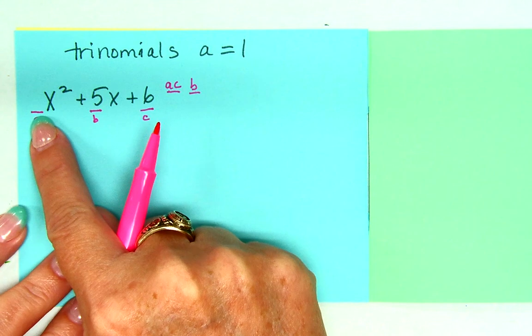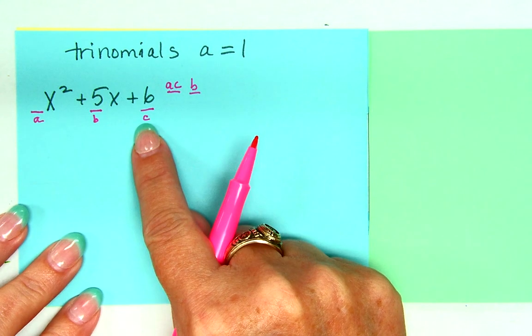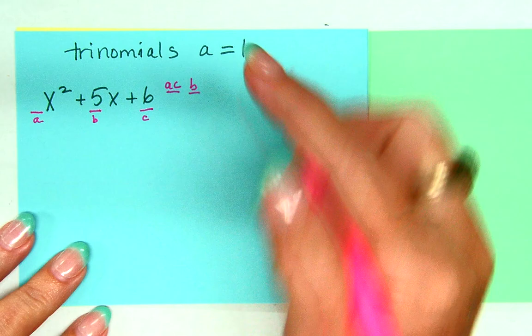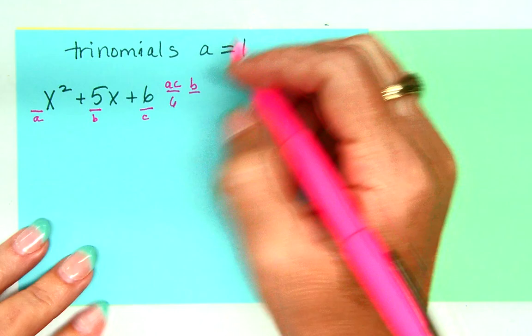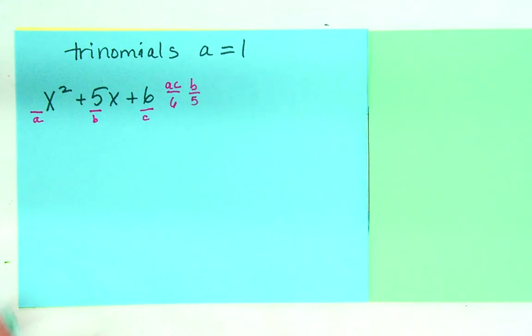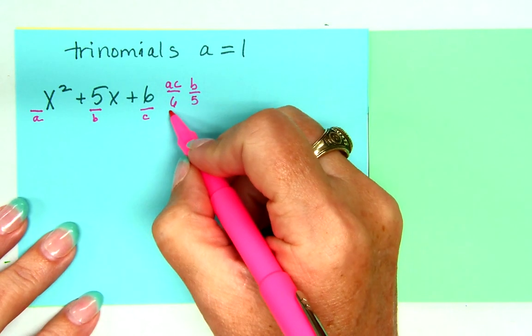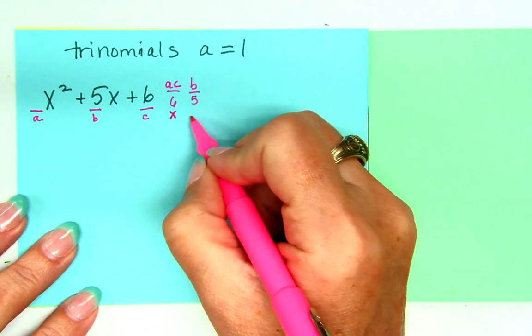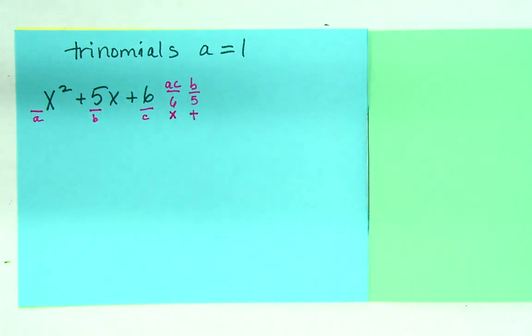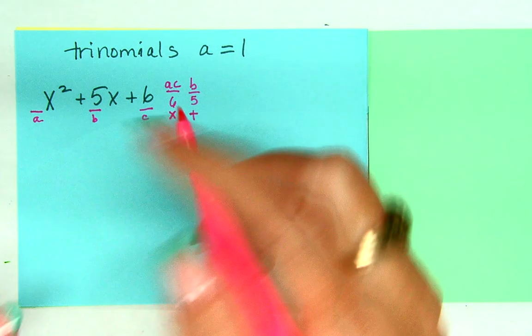Okay, so a is 1 and c is what? 6. So what is 1 times 6? 6. Okay. And what is b? Yeah, for b I just have to look, right? So what I need you to think about is I need two numbers that multiply to be AC and add to be B. So what two numbers multiply to be 6 and add to be 5? 3 and 2. You okay with that?